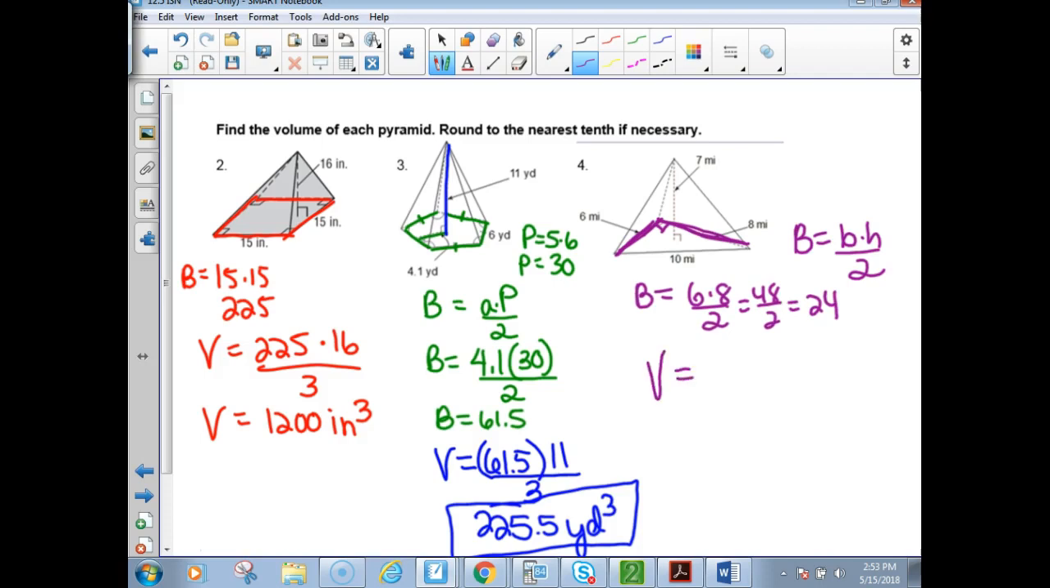Now we can do the volume. It's area of the base, 24, times the height, 7, divided by 3. You can do this in your head by doing 24 divided by 3 is 8, and then 8 times 7 is 56, and that's if you know your times tables well. Otherwise, just type it in. 56 cubic miles. That's one ginormous triangular pyramid.